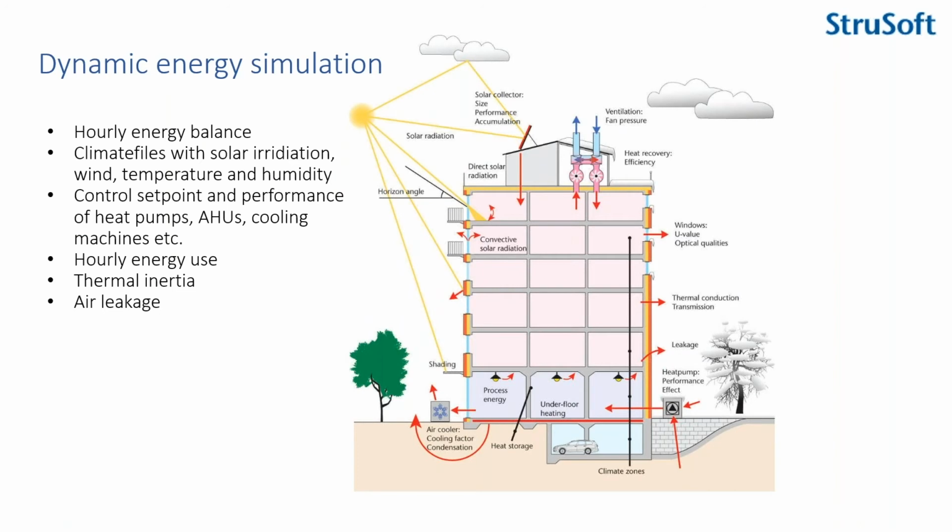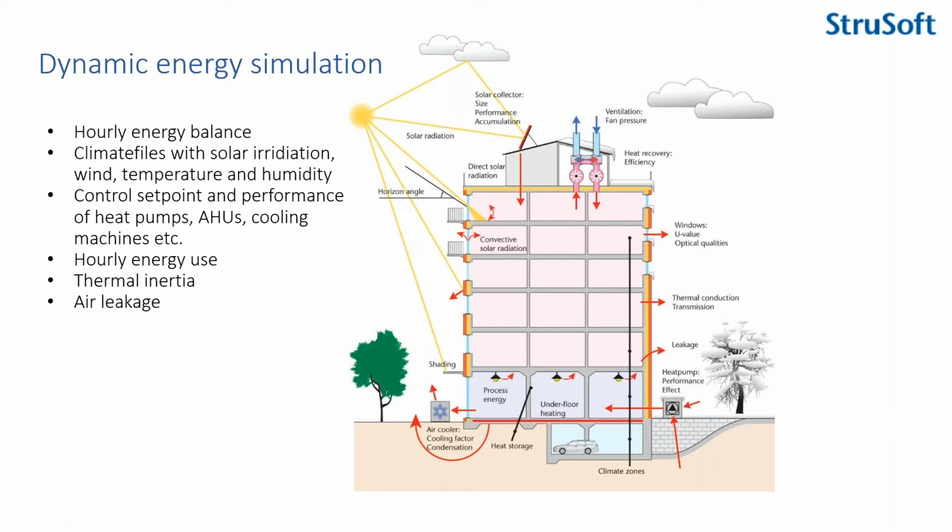A few words on dynamic energy simulation. This means that we do the heat balance hourly, and we use the data from climate files with solar irradiation, wind, temperature, and humidity on an hourly basis. Then we add all the things we add in the software about the building, like control set points and performance of heat pumps, air handling units, cooling machines, etc. And then we calculate the hourly energy use of the building. And we can, of course, display it as hourly or yearly or monthly or whatever we choose.